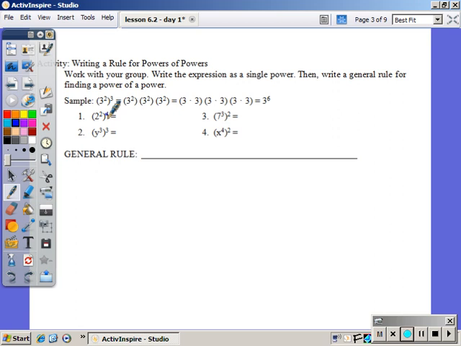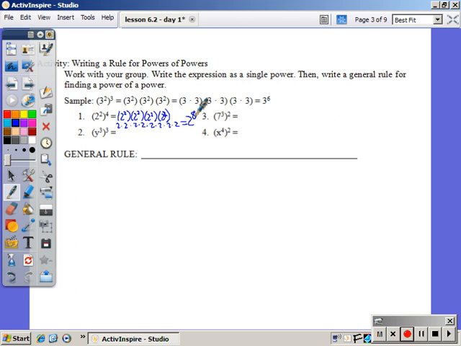For number 1, I have 4 copies of 2 squared. So there's 1, 2, 3, 4. If I expand that, then I have 2 of each. So there's 2, 2 more, 2 more, and 2 more. So I have 1, 2, 3, 4, 5, 6, 7, 8. So I have 2 to the 8th power.